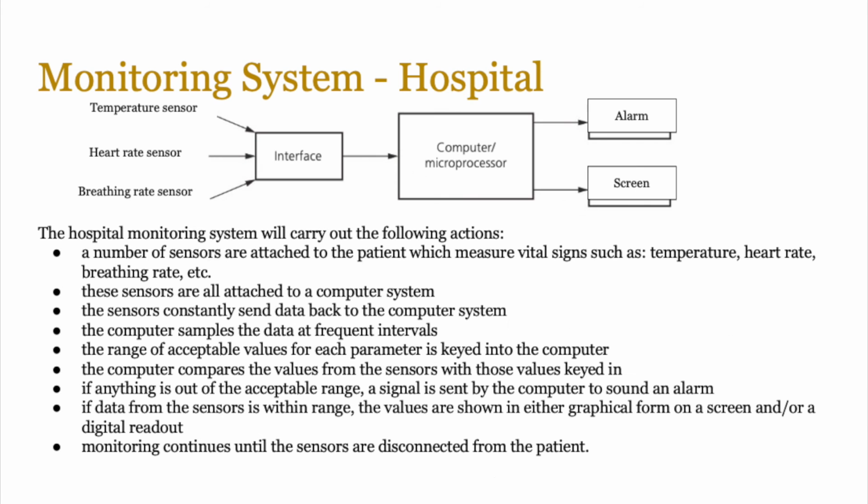And that same rule applies to a hospital-based monitoring system where the interface might have different sensors like temperature, heart rate, breathing sensors, and then you might have a screen or an alarm instead of a siren and lights. And the process is exactly the same. Sensors measure, data is converted into digital data using an ADC. Sampling is happening every 5 or 10 seconds or whatever the frequency is. The computer's CPU will compare it to stored values, and if they are outside the acceptable range, a signal will be sent via digital to analog converter to an alarm or a screen, and this monitoring continues until the sensors are disconnected from the patient. So the process is exactly the same as the previous one.